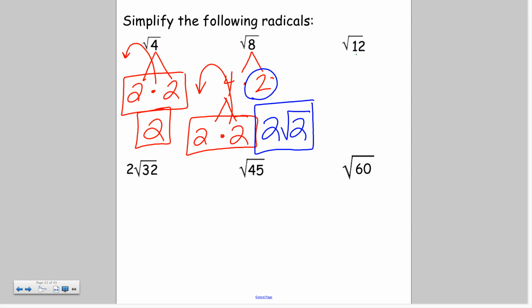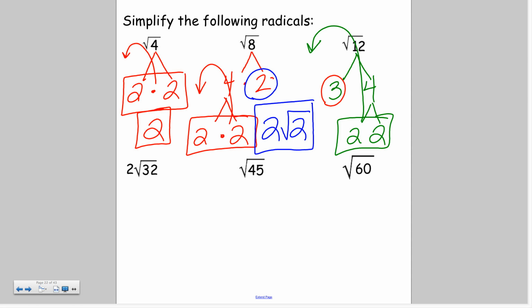All right, square root of 12, I can break that down into 3 times 4. Now, if you broke it down into 6 times 2, that's perfectly fine. You're going to end up with the same answer. 3 is prime, so 3 is done. 4 can be broken down into 2 and 2. Pair, for every 2, 1 comes out. Can't forget about my little 3 in there. He doesn't have a pair. So this simplified would be 2 root 3.